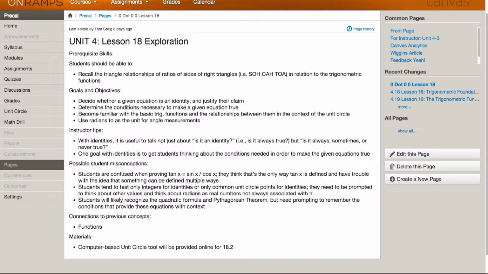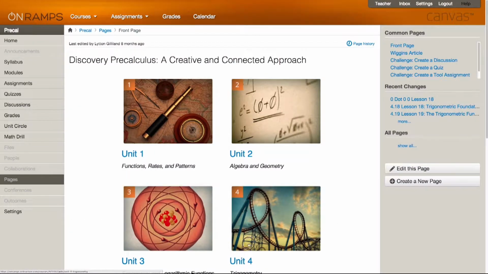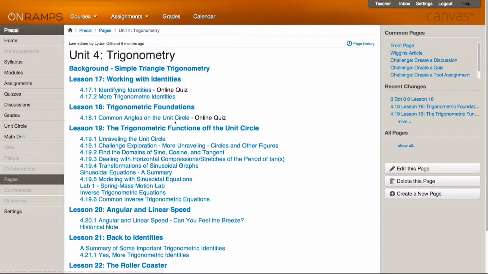Now, if we go back to the student's view of the lesson, we can use this forward navigation button to go to the first exploration in the lesson, Exploration 18.1, Common Angles of the Unit Circle.